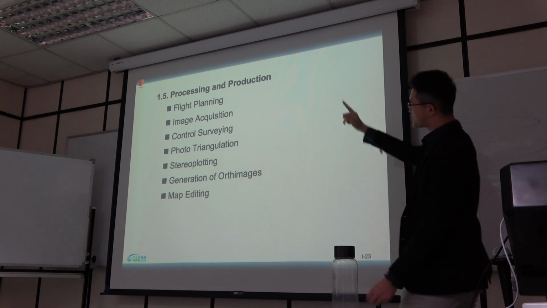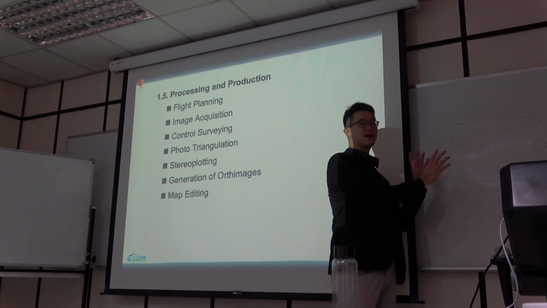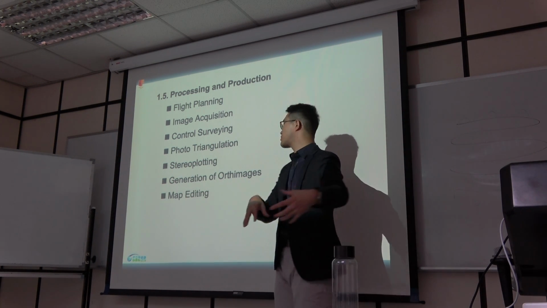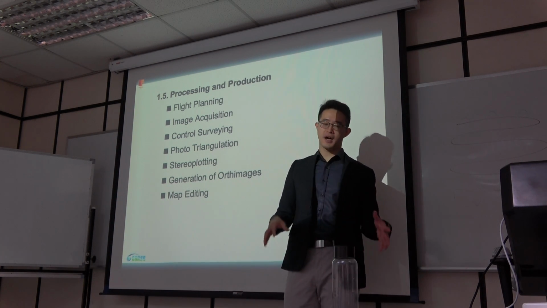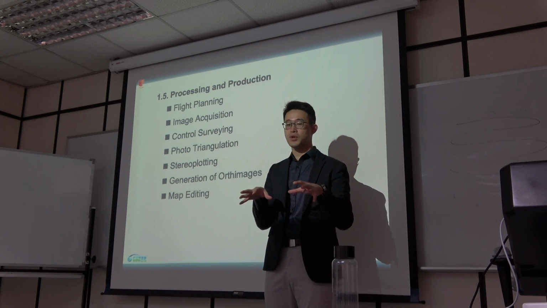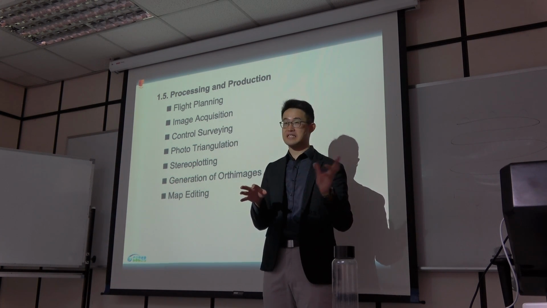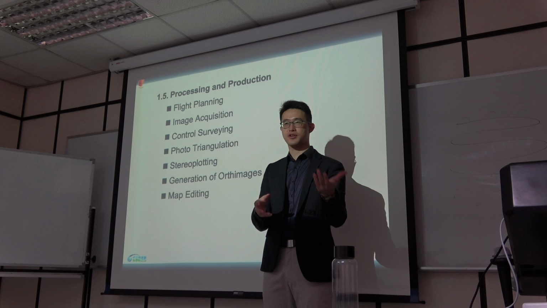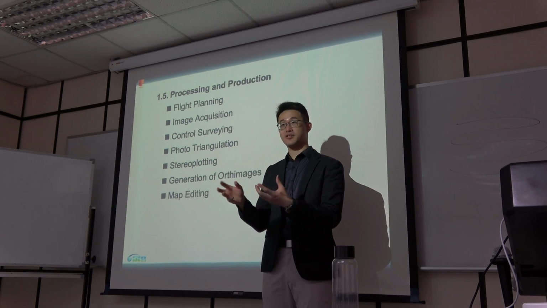So that's the first step. The second step is image acquisition: you just fly the airplane and take the photos. After you collect that, the third one is control surveying. Because, like I said, you take the photo and of course you can have some initial EOP from the sensors, from the GPS and from the IMU. However, those initial EOP contain errors.